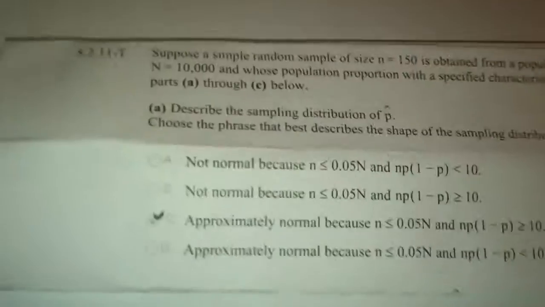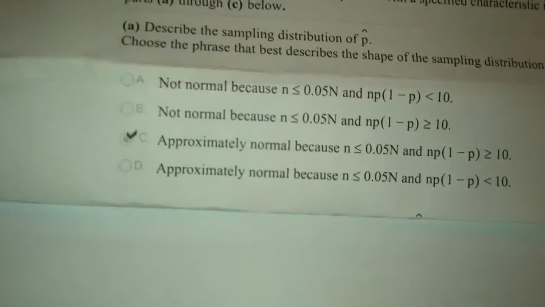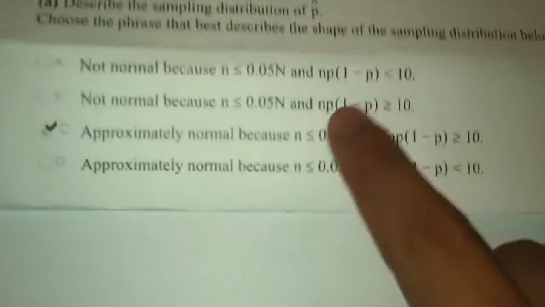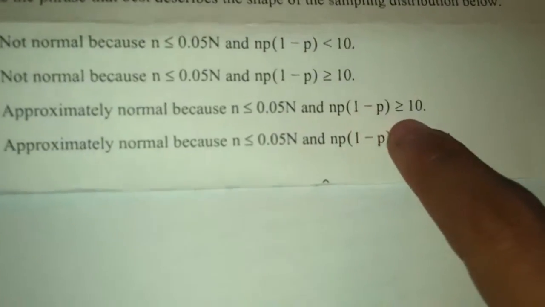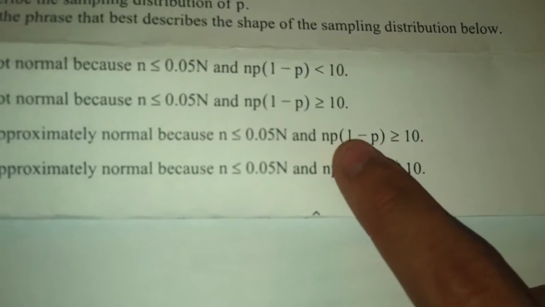Since both of them were true, the phrase that best describes the shape of the sampling distribution is that it is approximately normal because n p times (1 minus p) is greater than or equal to 10.